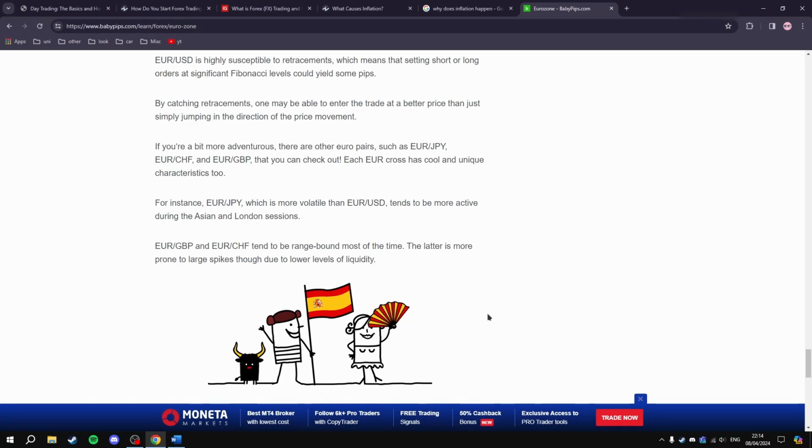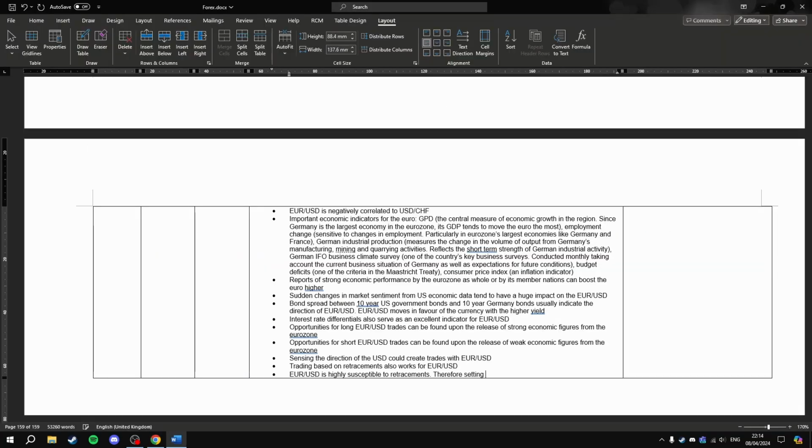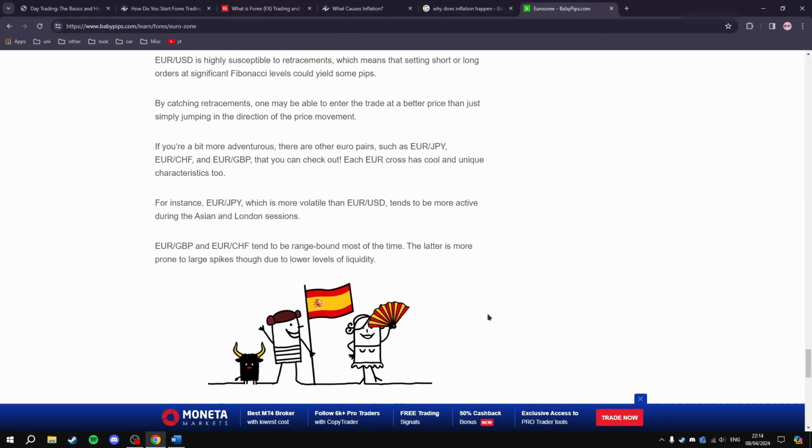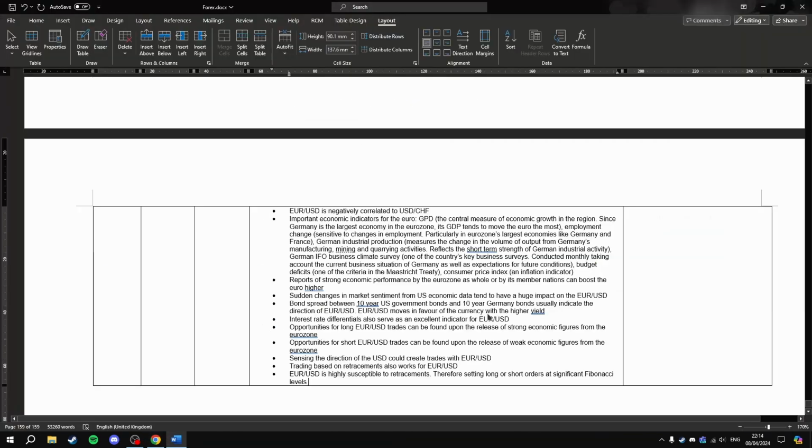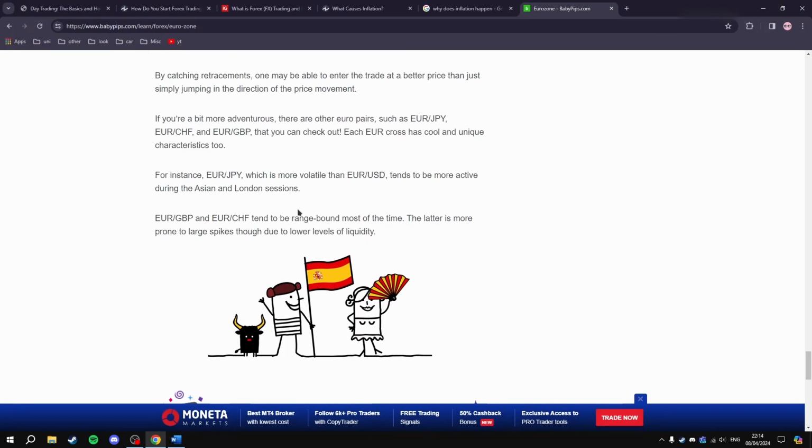Therefore, setting long or short orders at significant Fibonacci levels could yield some pips. By catching retracements, one may be able to enter the trades at a better price than just simply jumping in the direction of the price movement.